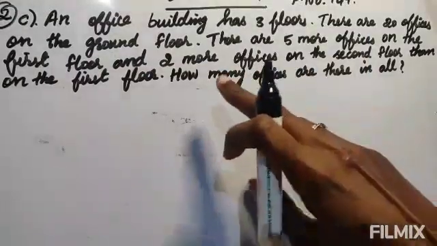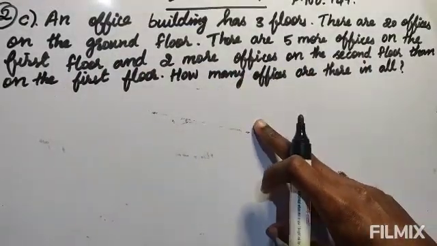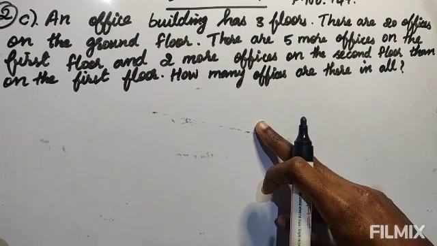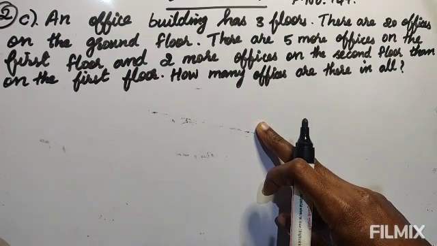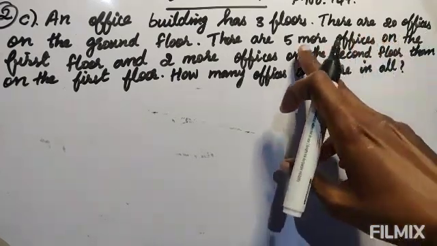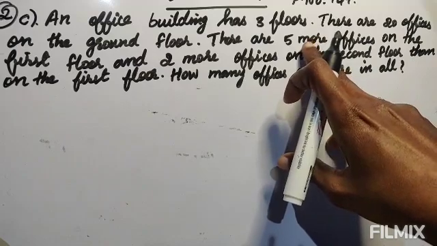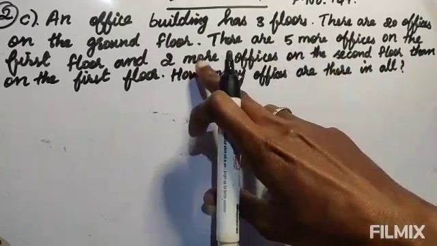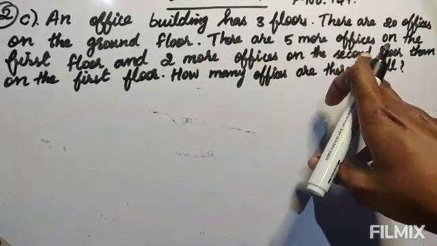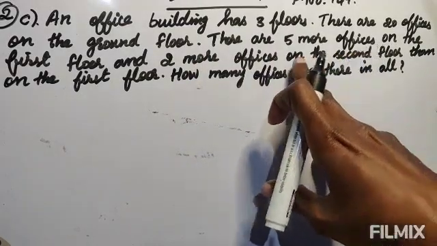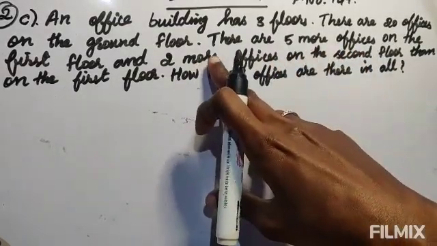Okay, here in C1 I am explaining: an office building has 3 floors. There are 20 offices on the ground floor and 5 more offices on the first floor. It is not given exactly how many offices are on the first floor. And here also you see 2 more offices on the second floor. For the second floor also they have not given the exact number, only 2 more.